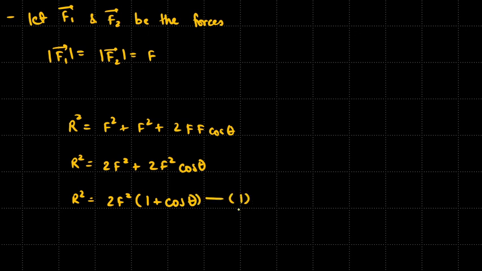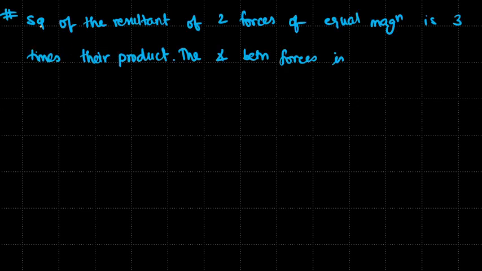This is equation 1. And also according to the question, the square of the resultant is equal to 3 times the product of the magnitudes, which is f into f, so f squared. So this is the second equation. The square of the resultant of two forces of equal magnitude is 3 times their product, which will be 3f squared. I hope that makes sense.